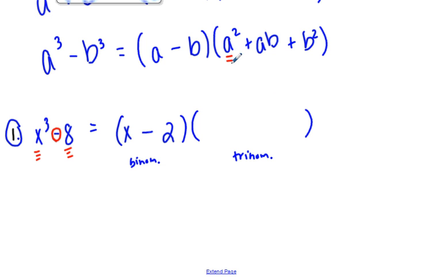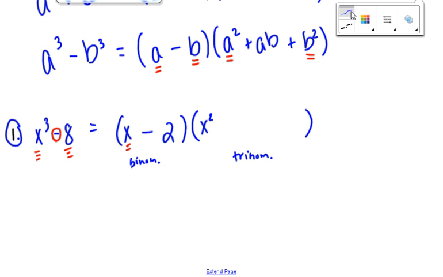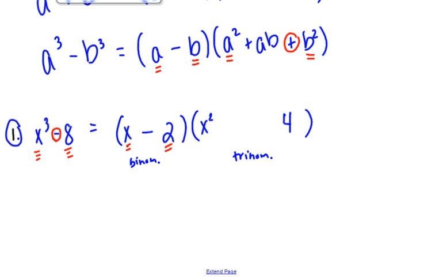Next, I'm going to square the first term in my binomial. So x squared will end up in my trinomial, followed by squaring the second term in my binomial. So 2 to the second power is 4. Remember, we keep the sign as positive.